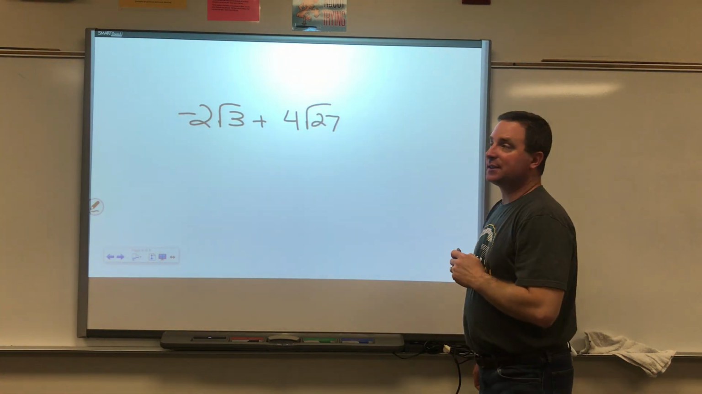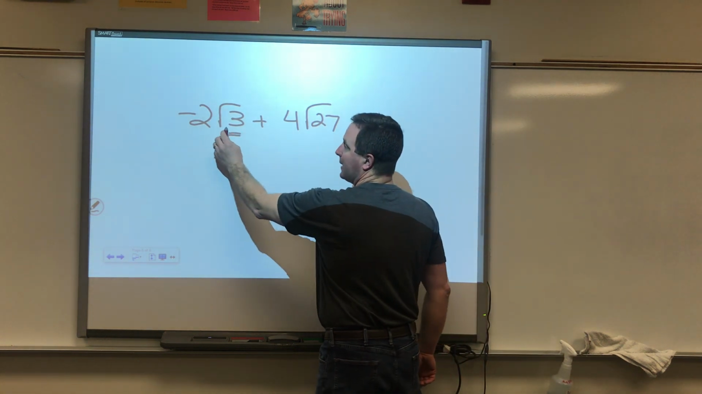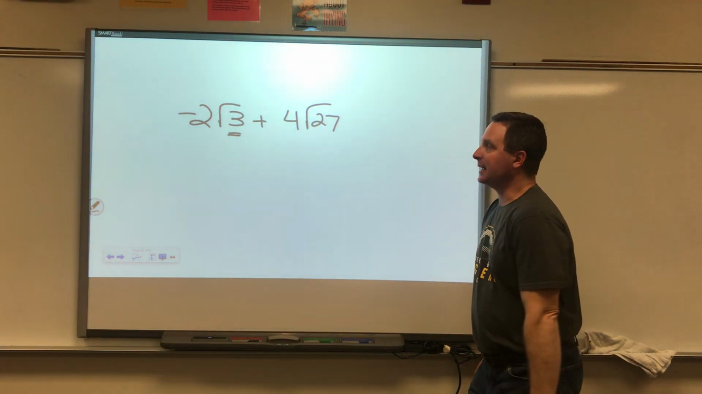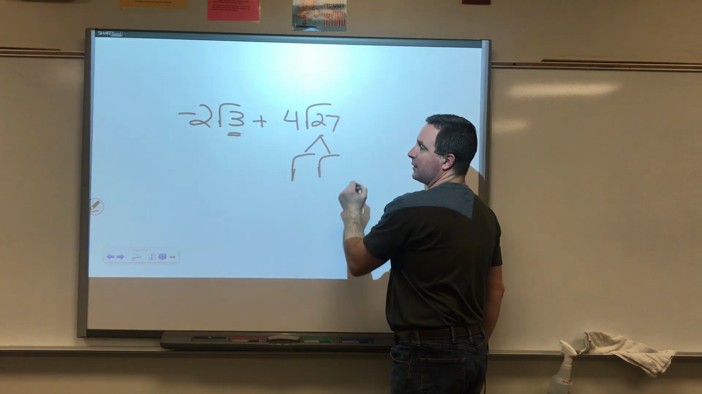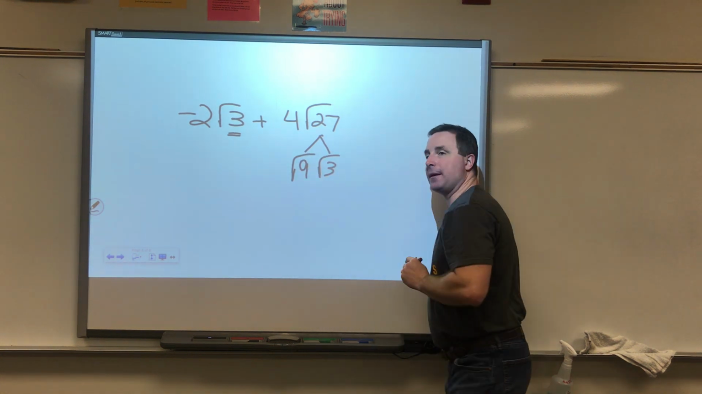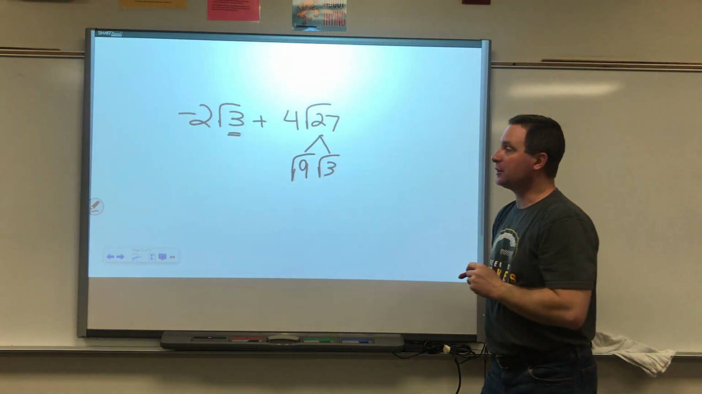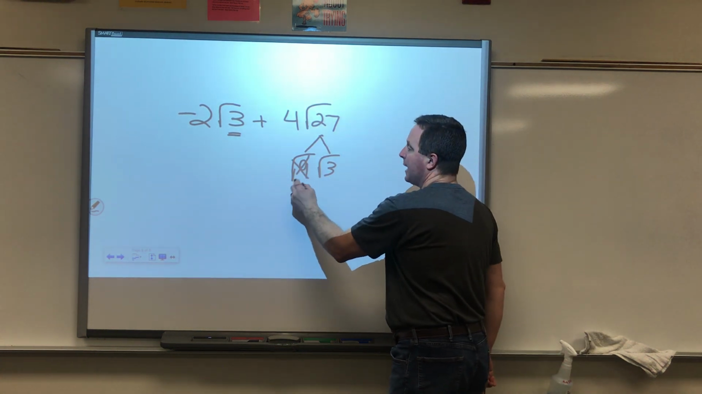Okay, now they don't look like they're the same either. I can't do anything with the square root of 3. That's kind of a dead end. But 27 has some factors. If I looked at my factor sheet, 9 times 3 are the two that are highlighted in black, and 9 turns into a 3.